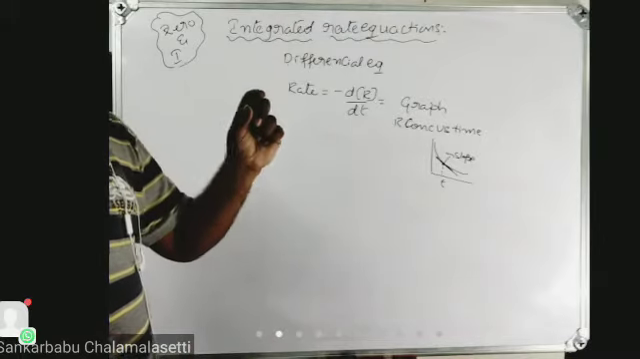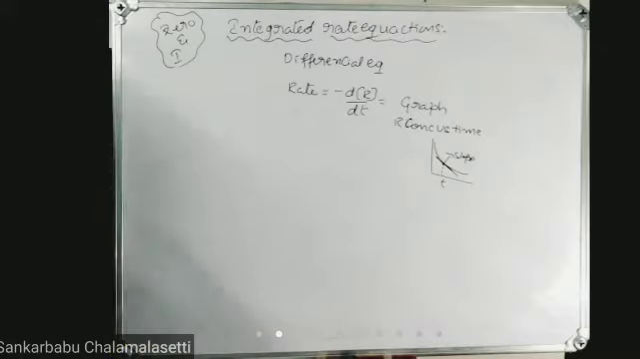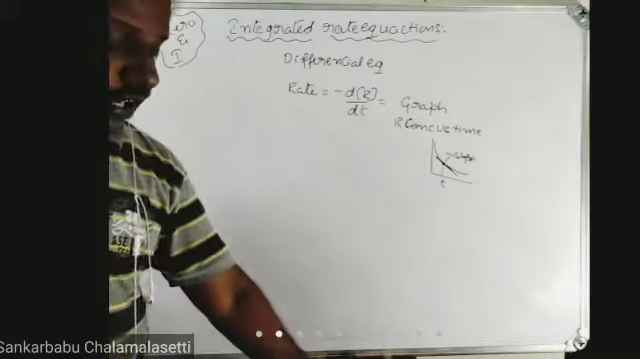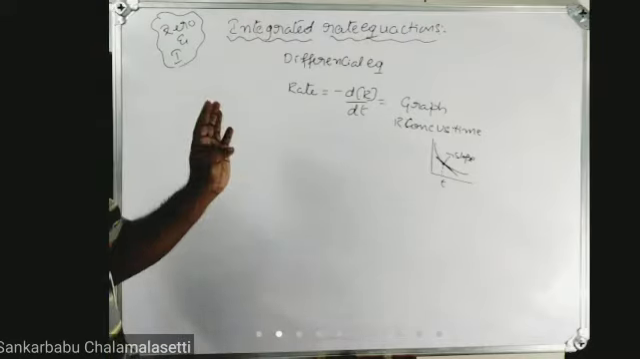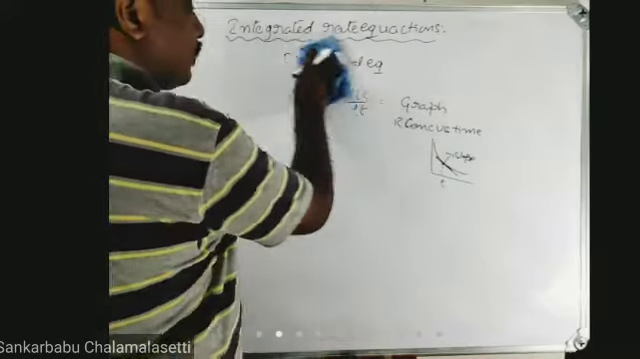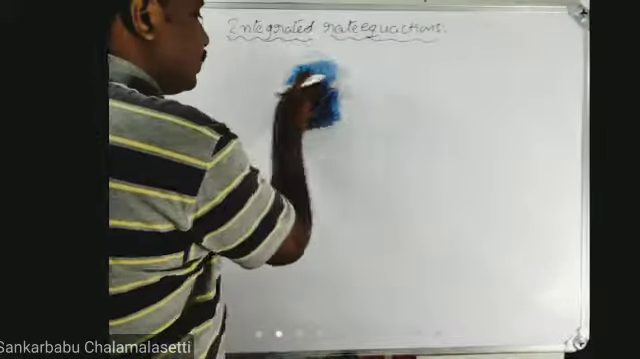Different reactions have different integrated rate equations. Different reactions means here different orders of the reactions. There are different types of orders, but in our portion we have only zero and first order integrated rate equations. First, let us see zero order. Let us see the zero order integrated rate equation.